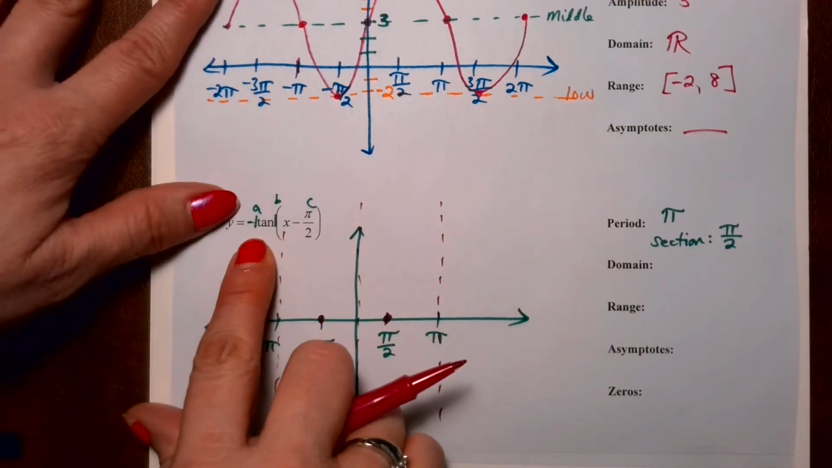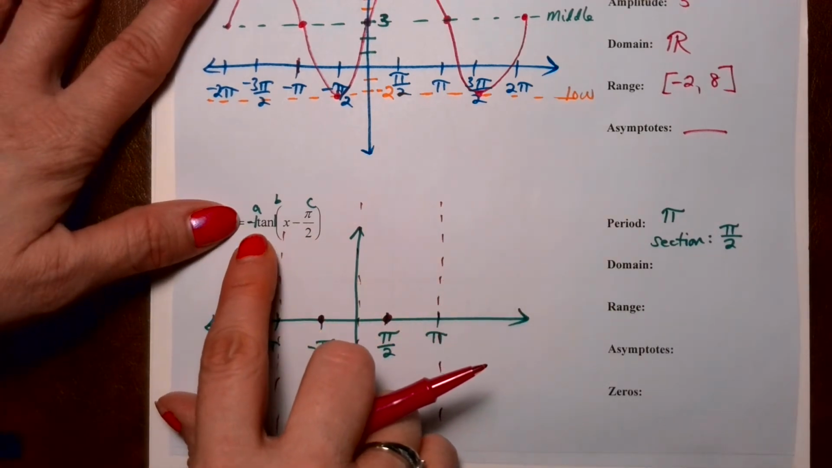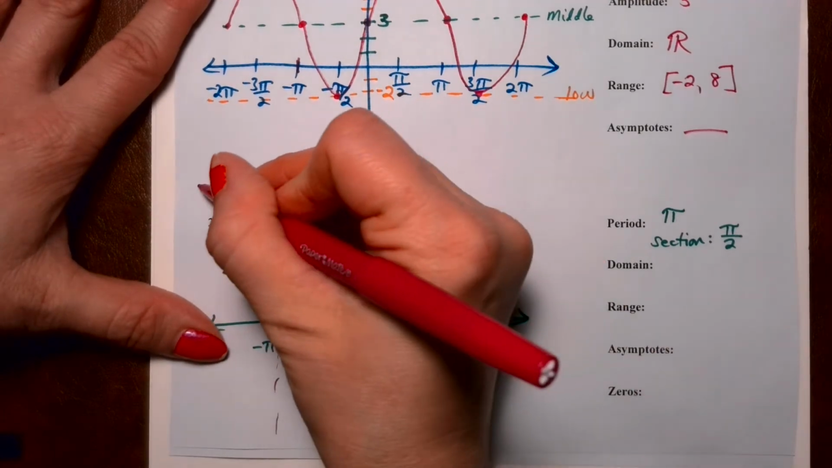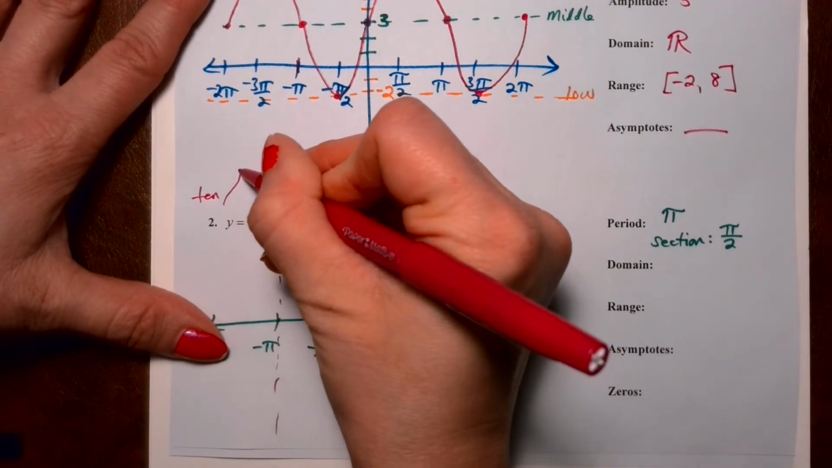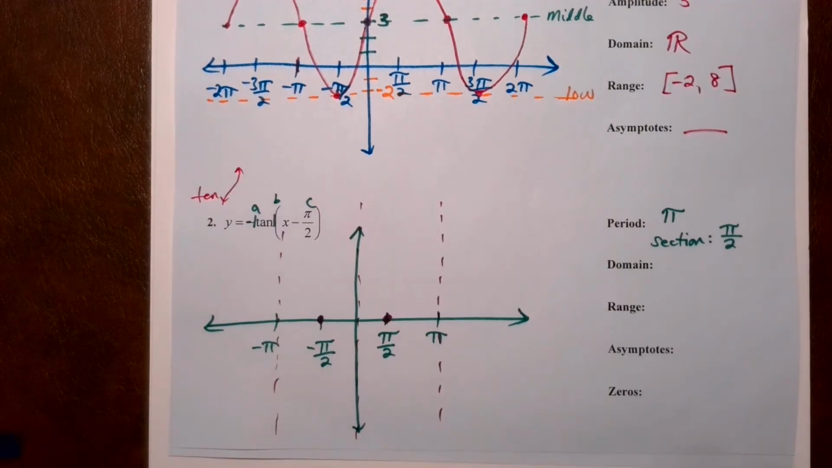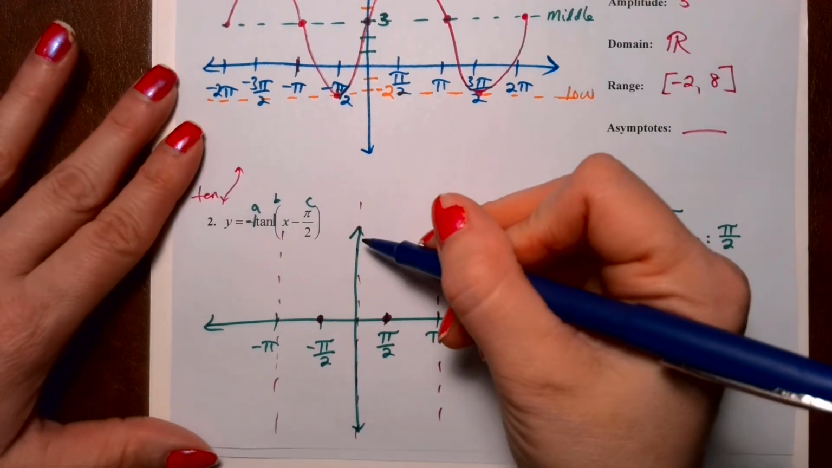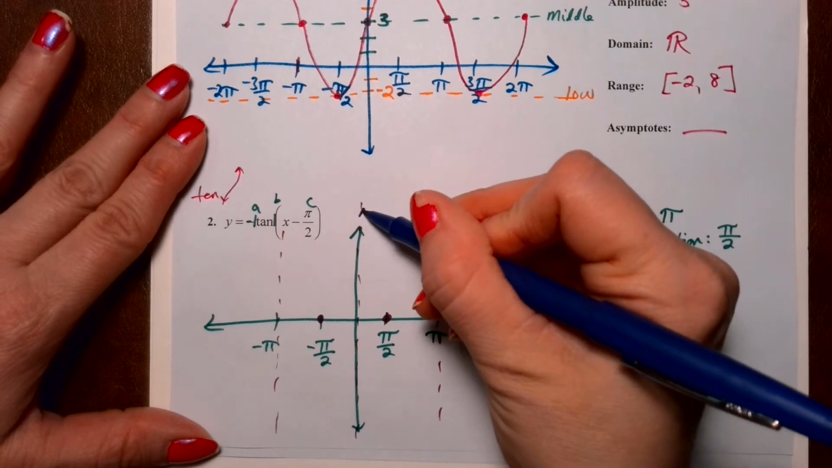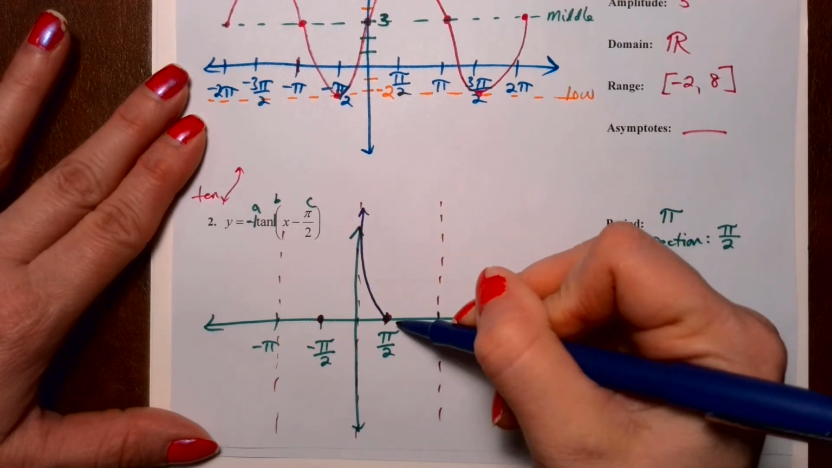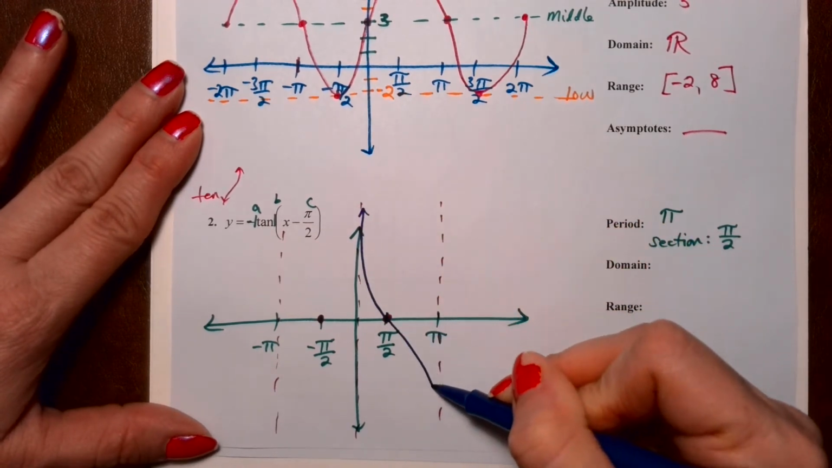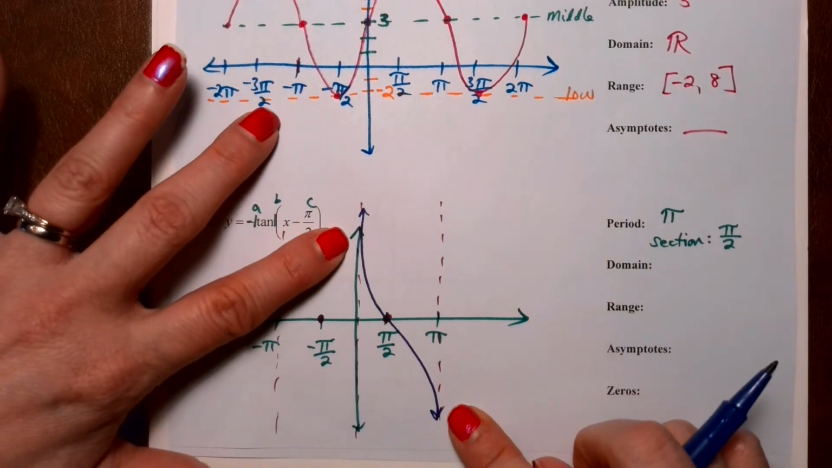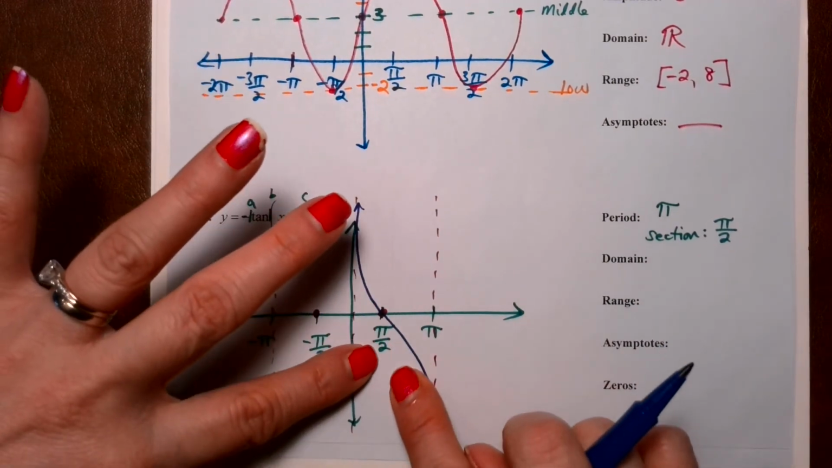Oh, and don't forget about this negative. A regular tangent graph usually looks like this, so I'm going to reflect it over the x-axis, and make sure that it's going down, down. Let's approach the asymptote here. Make sure you touch the 0 and approach the asymptote. Get really close to the asymptote. Do not hover in the middle.